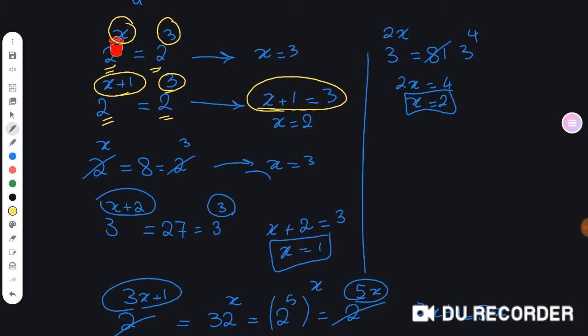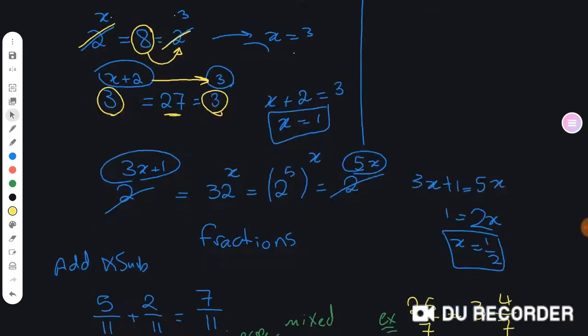Here we have 2 power x equals 8. So 8 is not equal to 2, but you can convert 8 to be 2 power 3. Now we have 2, the same as 2, so x equals 3. The same here, 27. I need to find 3 power a number to be 27, so 3 power 3. So x plus 2 equals 3, and solve it as an equation.